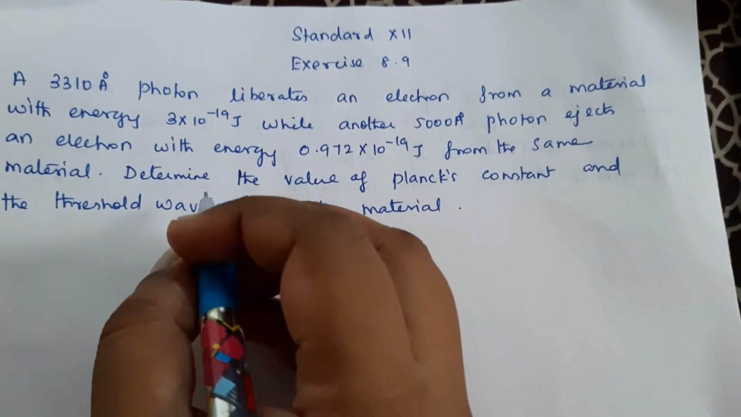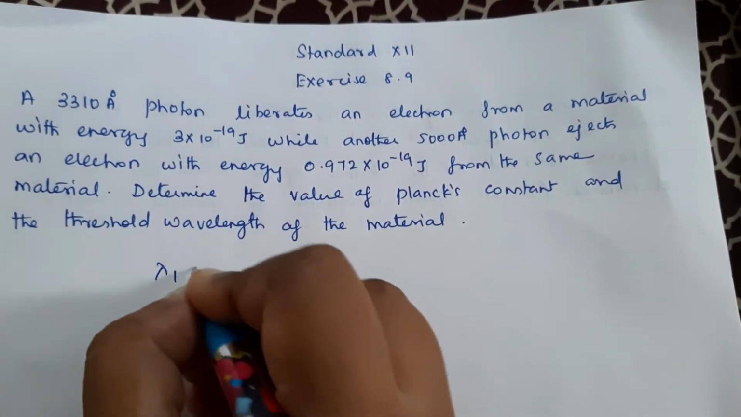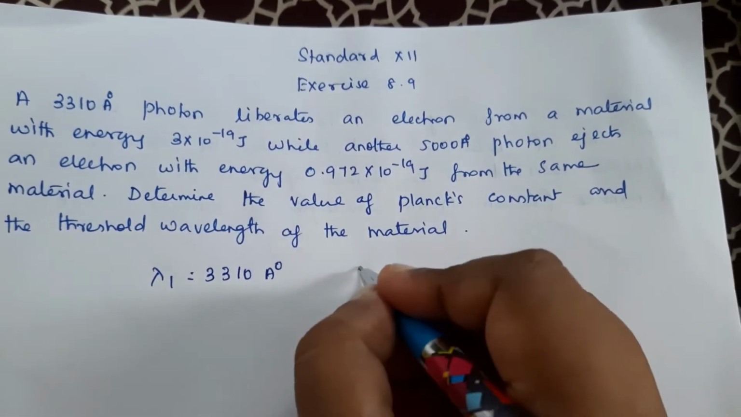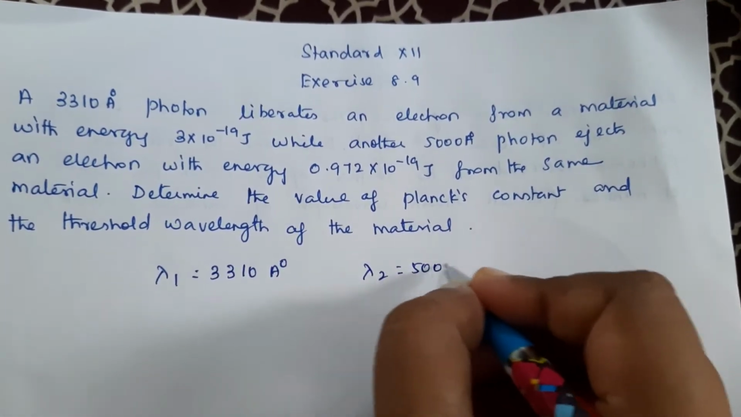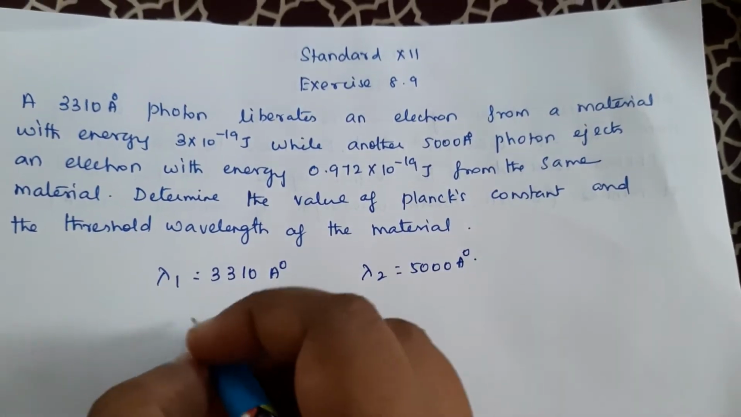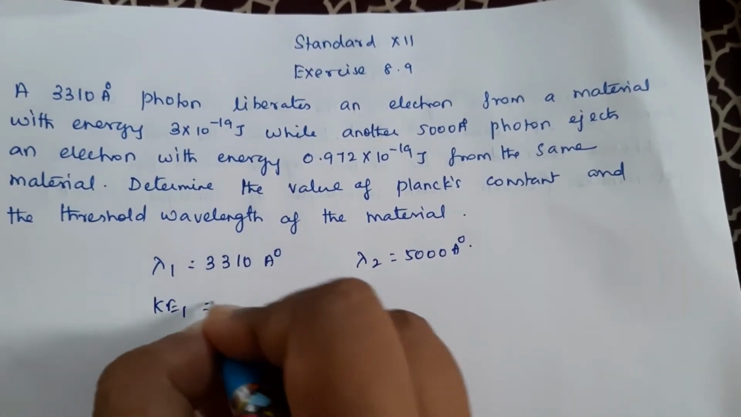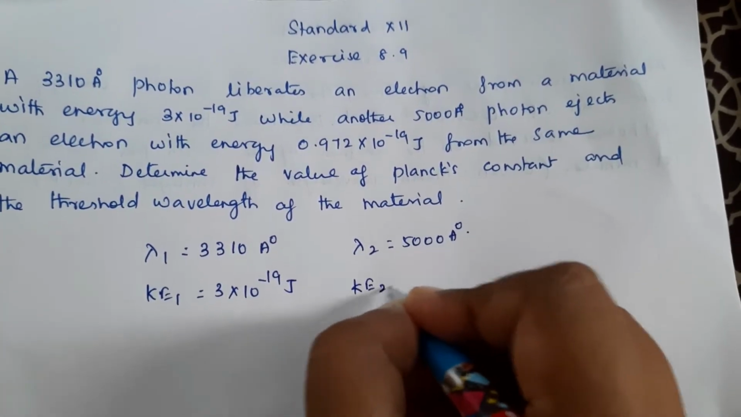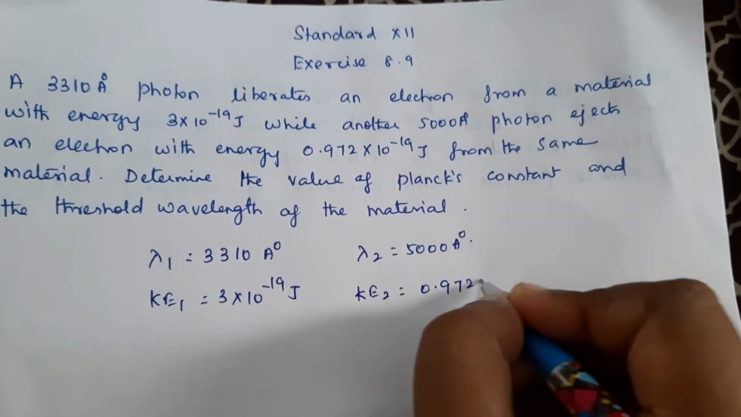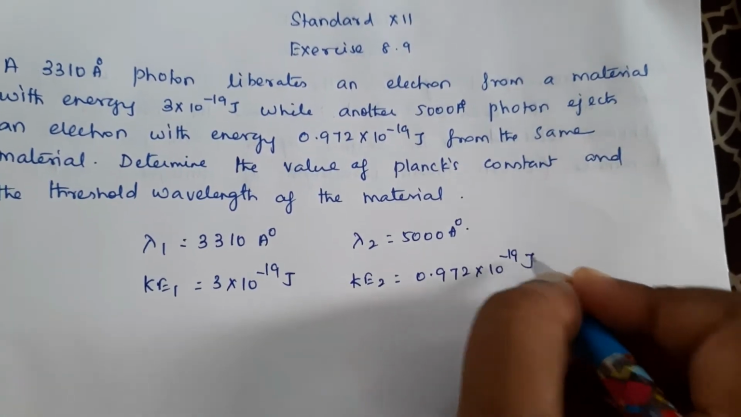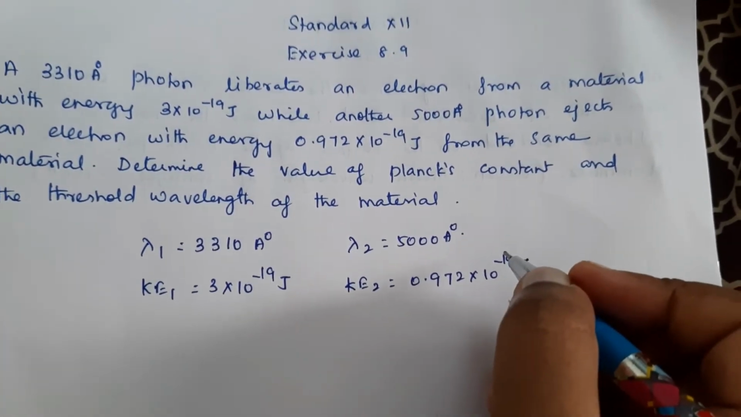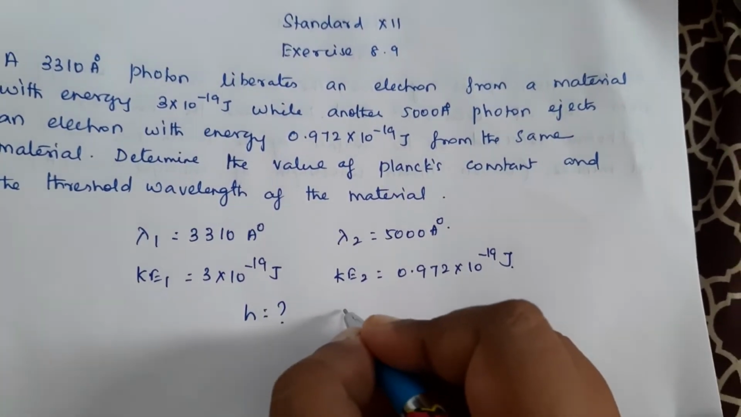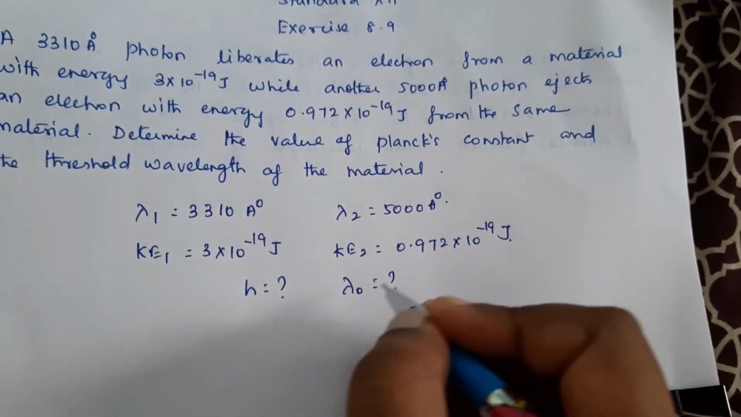Now here, lambda 1 is given as 3310 Armstrong, and lambda 2 is given as 5000 Armstrong. Kinetic energy 1 is given as 3 into 10 raised to minus 19 joules, and kinetic energy 2 is given as 0.972 into 10 raised to minus 19 joules. We have to find the Planck's constant and the threshold wavelength, lambda 0 value.